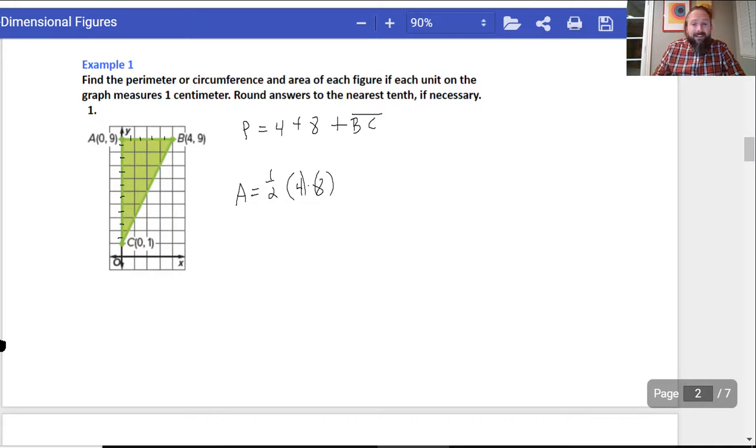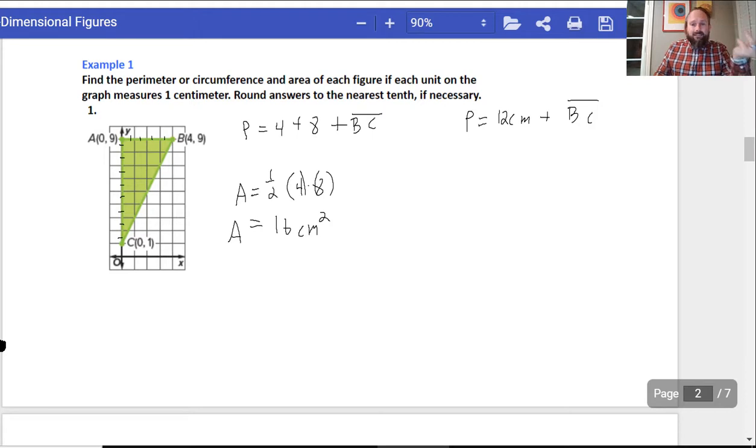And figuring this out will be a whole lot easier than the perimeter, which would be 16 centimeters squared. Because half of 8 is 4, 4 times 4 is 16, but it's centimeters, so centimeters times centimeters is centimeters squared. Well, now we have this, what is BC? So the perimeter is equal to 12 centimeters plus whatever BC is. Well, we have to figure out what BC is.